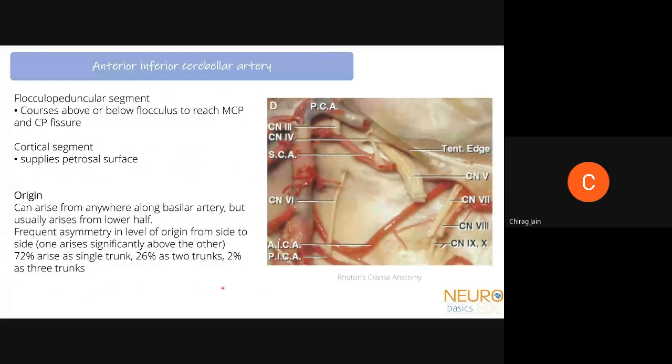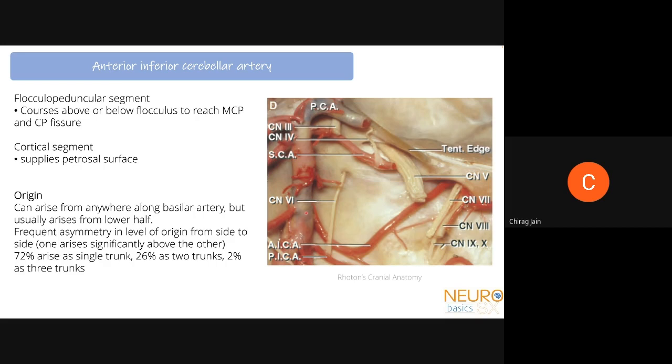Following the lateral pontine segment, the next segment is the flocculopeduncular segment. This flocculopeduncular segment is going to be coursing above or below the flocculus to reach the middle cerebellar peduncle and the cerebellopontine fissure. Following which, it will then reach the cortical segment and supply the petrosal surface of the cerebellum. The important thing about the origin of the AICA is that it can arise from anywhere along the basilar artery, but most commonly arises from its lower half. There's also a lot of asymmetry between both sides, and one AICA usually arises slightly above the other. Most commonly it arises as a single trunk, but as we have seen with a lot of other arteries, it can arise even as two trunks and very rarely as three trunks.